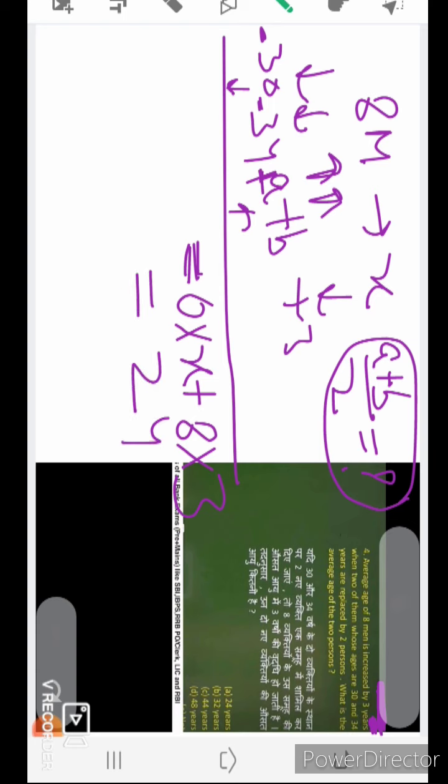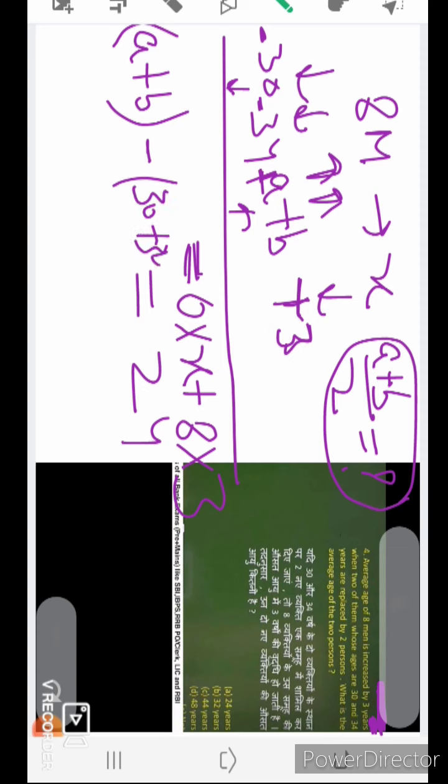Now we have to focus on the left hand side. Now in this case, again I have told you that if average is increasing, always remember that the inclusion part is going to be greater than the exclusion part. This is the definition of this cross multiplication method, that a plus b minus 30 plus 34 is going to happen. 30 and 34, okay, 30 and 34 is going to happen.